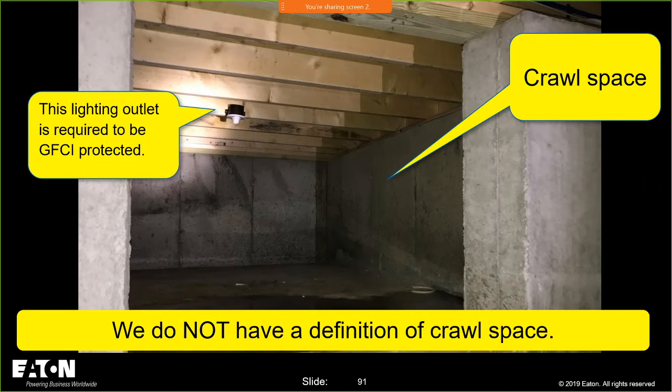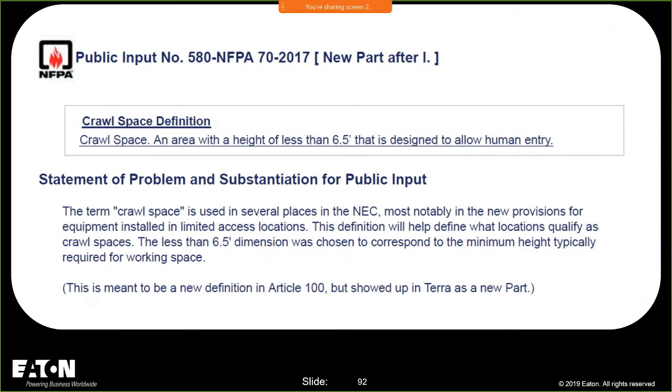Right. So then the next definition, next question is, what's the definition of a crawl space? Well, we had public inputs for crawl space, and they didn't pass. If you look at what they were proposing, it's an area with a height of less than 6.5 foot. I thought it was a half decent shot at it, but that was the definition that was proposed.